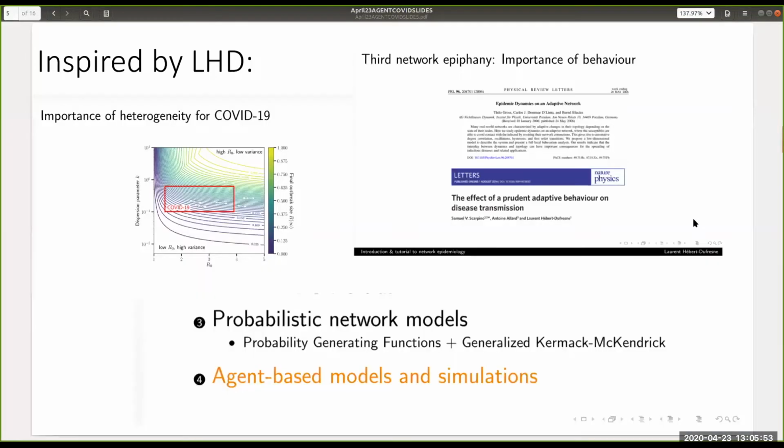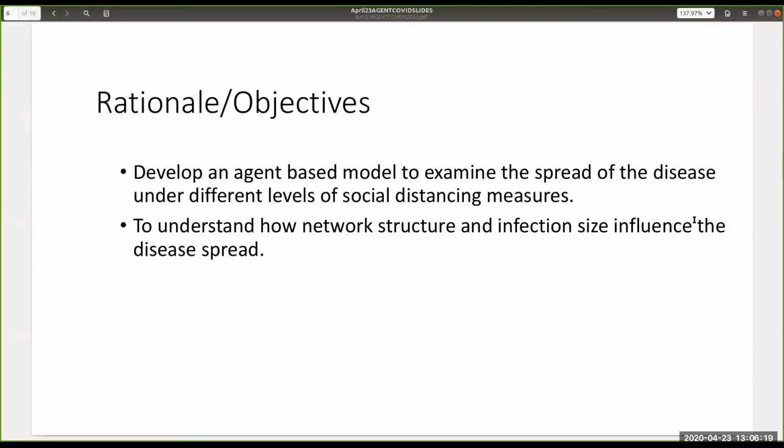And so we were really inspired by the first tutorial in the series with three particular aspects. The first being the importance of heterogeneity in the model. The second being the importance of individual behavior, and the third being the role of agent-based models and empirical simulations. And so inspired by this, we wanted to develop an agent-based model to examine the spread of the disease under different levels of social distancing measures, and to understand how network structure and infection size influence disease spread.